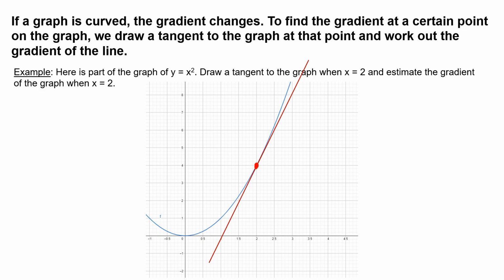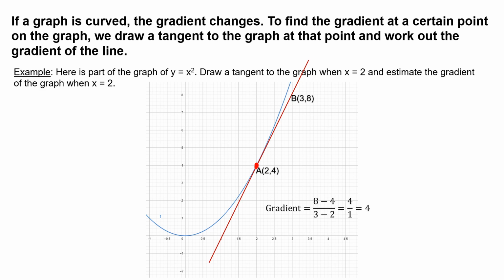I now need 2 points, any 2 points, which lie on the tangent line. I've chosen A, which is at the point (2, 4), and B, which is at the point (3, 8). Notice that B isn't on the curve, it's on the tangent line. Now, as before, I can work out the gradient of the tangent line.